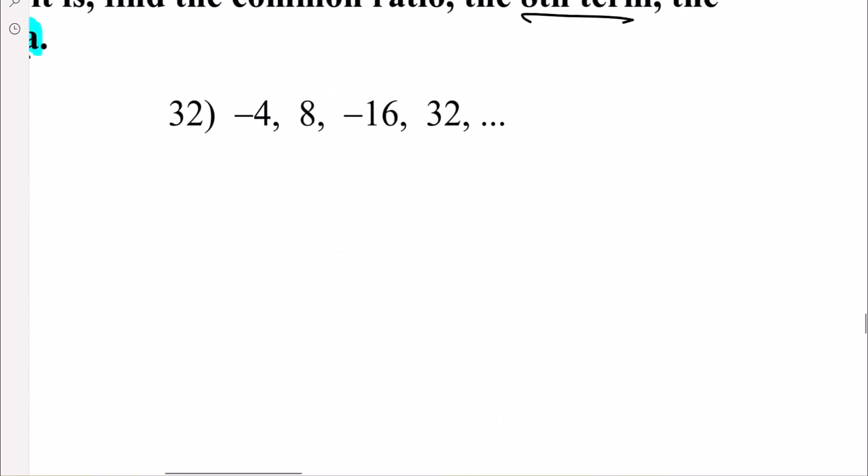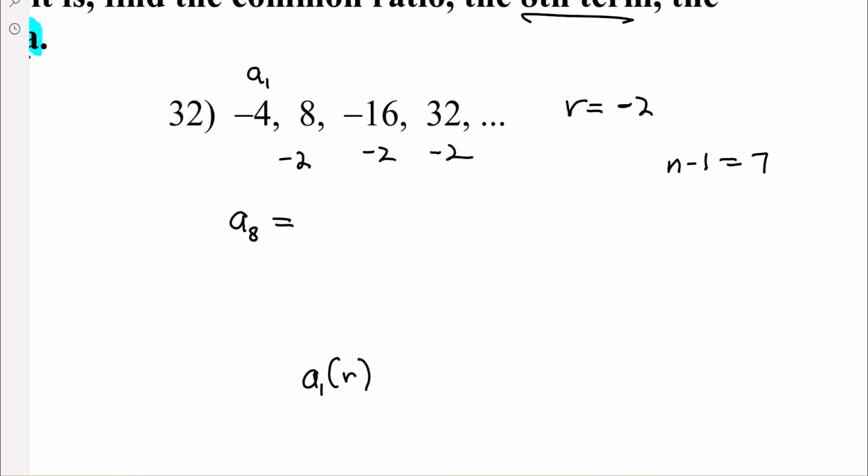All right, let's try another one. 8 divided by -4, you get -2. -16 divided by 8. All right, so this common ratio is -2. A sub 1 is -4. So if we find the 8th term, then n subtract 1 will be 7 because it's the 8th term. So remember the formula, a sub 1 times r to the n minus 1 power. So a sub 1 is -4. Our common ratio is -2. And we're going to raise that to the 7th power. So let's go ahead and do that. -4, parentheses, -2, parentheses, caret 7, enter. A sub 8 is 512.